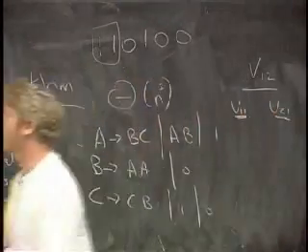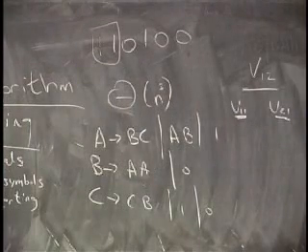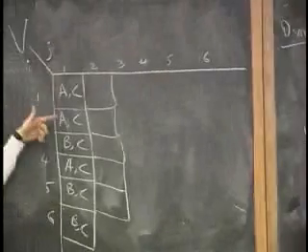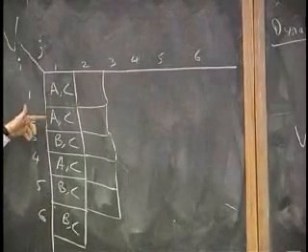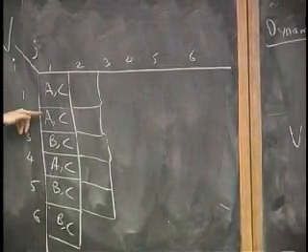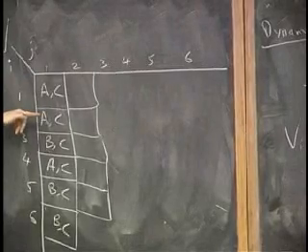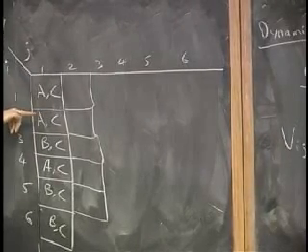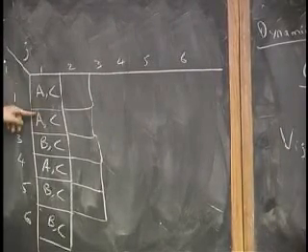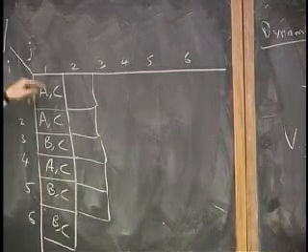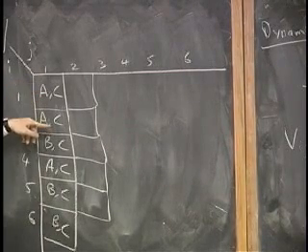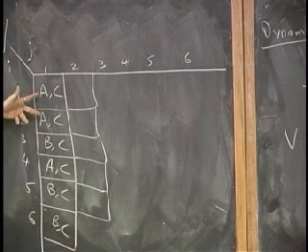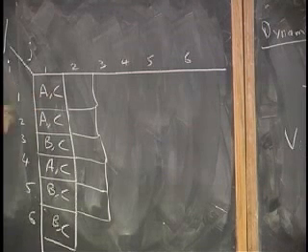Let's look at V11 and V21. They're here and here. And let's ask ourselves, is there any way to combine these, this one on the left and this one on the right, and get productions? Well, there is. You can have AA, AC, CA, or CC. Those are the only ways to connect V11 and V21.